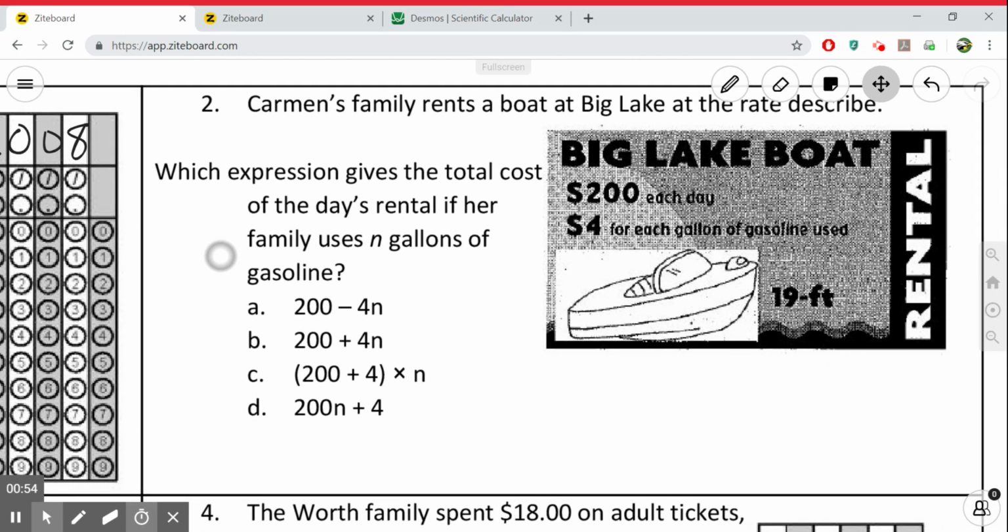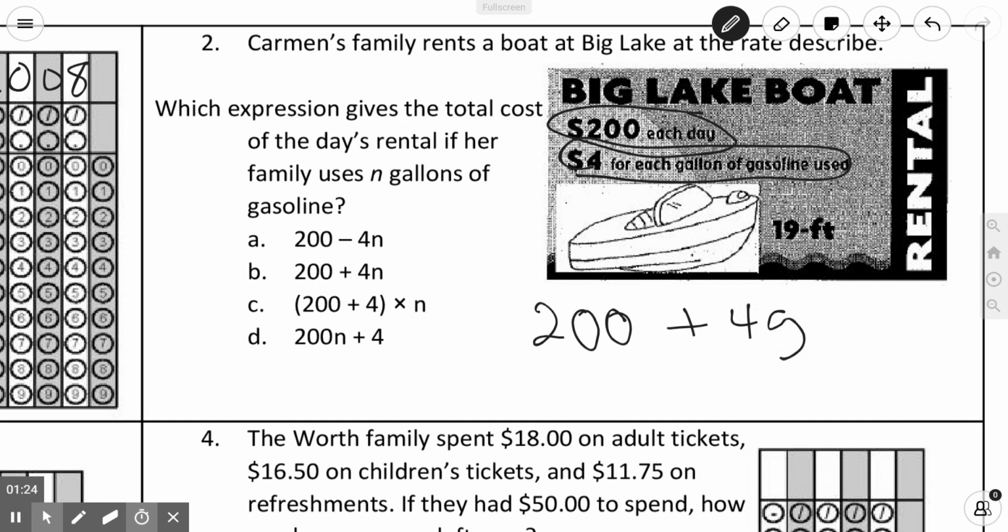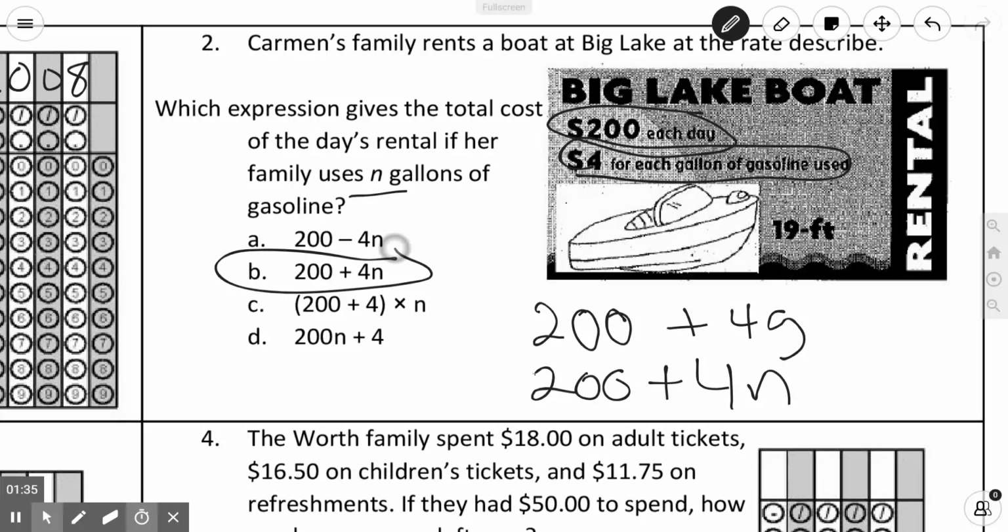Question number 2 says, Carmen's family rents a boat at Big Lake at the rate described. Which expression gives the total cost of the day's rental if her family uses n gallons of gasoline? So we've got $200 each day. We pay that only one time, so that's $200. And then it says $4 for each gallon of gasoline. So if I use 1 gallon, it's $4. If I do 2 gallons, it's 8. So that's plus 4 times the gasoline. It says n gallons of gasoline, so it's 4 times n. So we'll say 200 plus 4n. And so that's going to be B, 200 plus 4n.